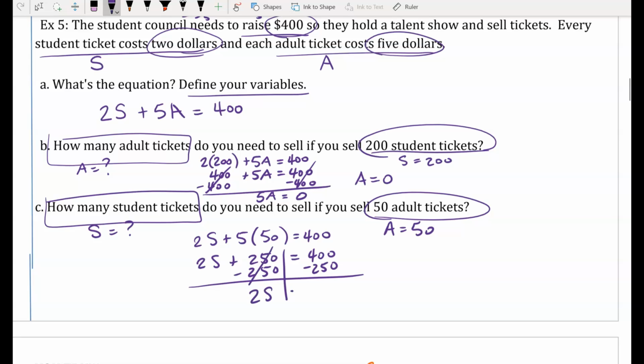So 2S is equal to 400 minus 250, which is 150. 2 is multiplied by S, so we're going to divide by 2 on both sides, and the 2's cancel. S is equal to 75. So 75 student tickets need to be sold if 50 adult tickets are sold, so that we make our $400 goal.